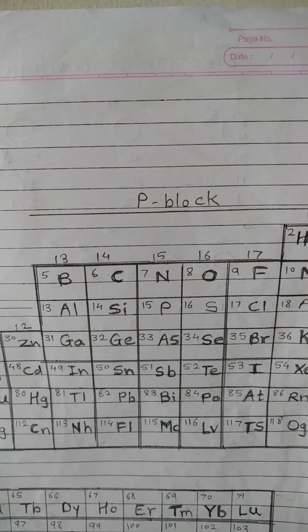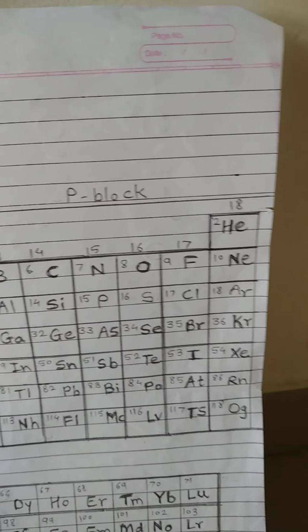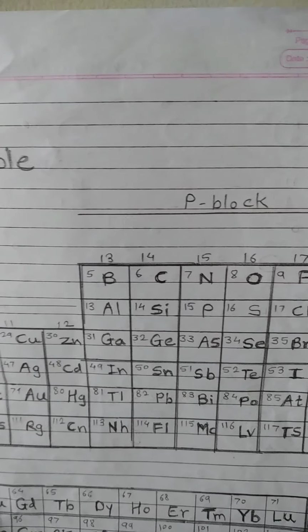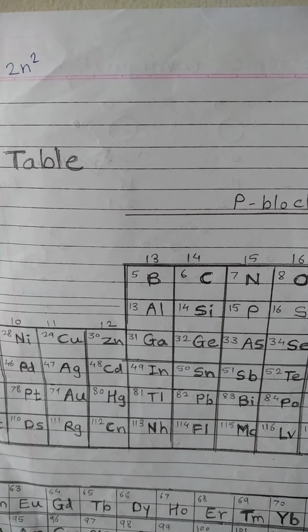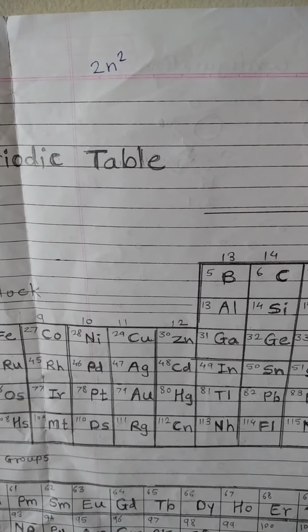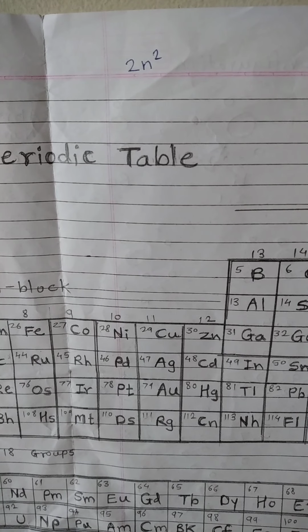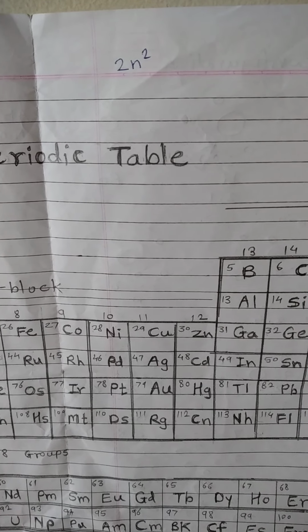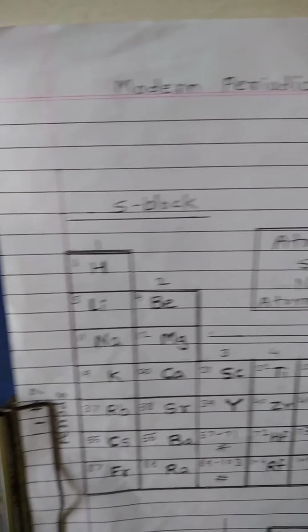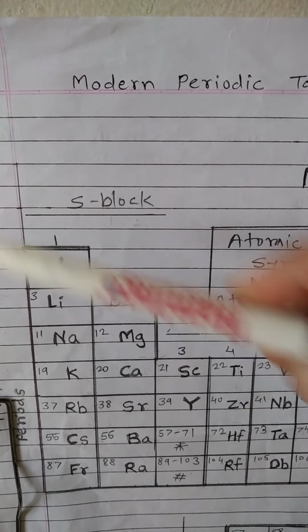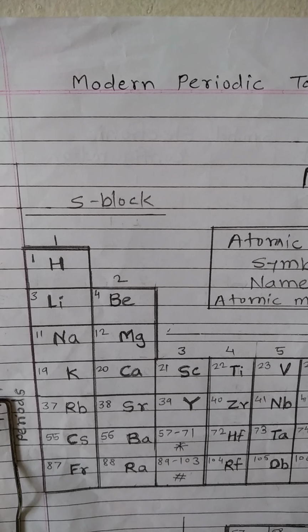Elements are arranged in an increasing order of their atomic numbers. Vertical columns are called groups. How many groups are present? 18 groups are present. The chemical properties of the elements in the same group show similarity and gradation. Horizontal rows are called periods. 7 periods are present. The properties of elements change slowly from one end to the other in a period.